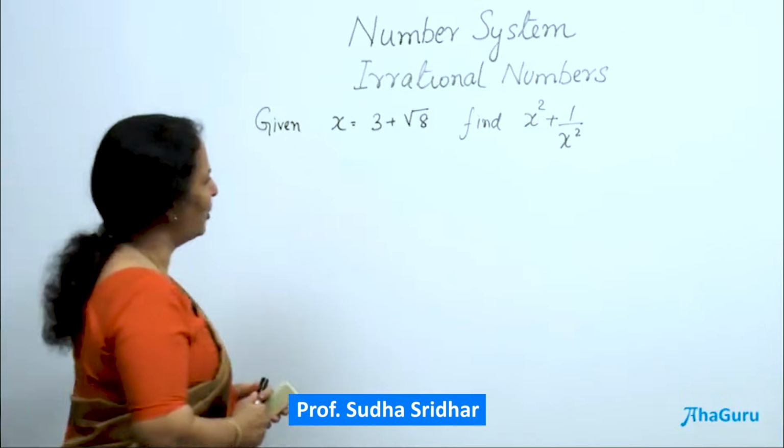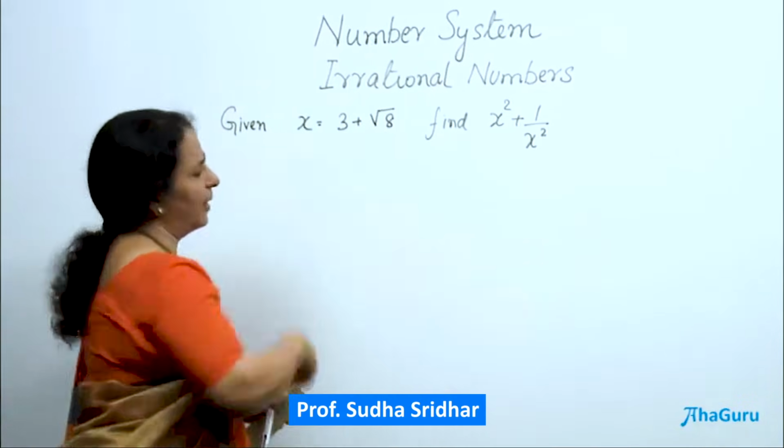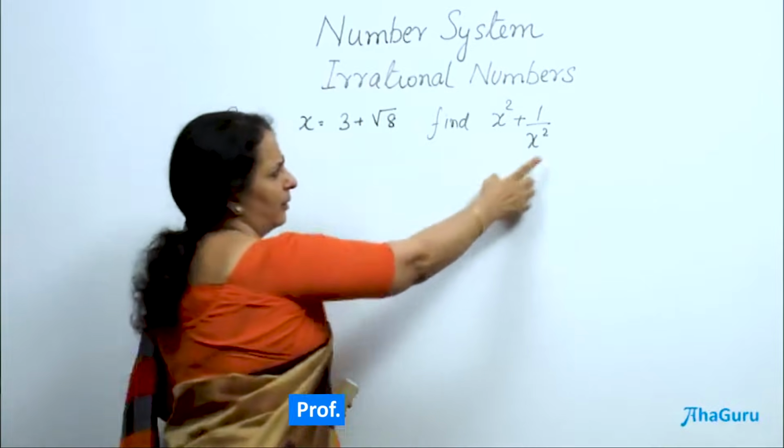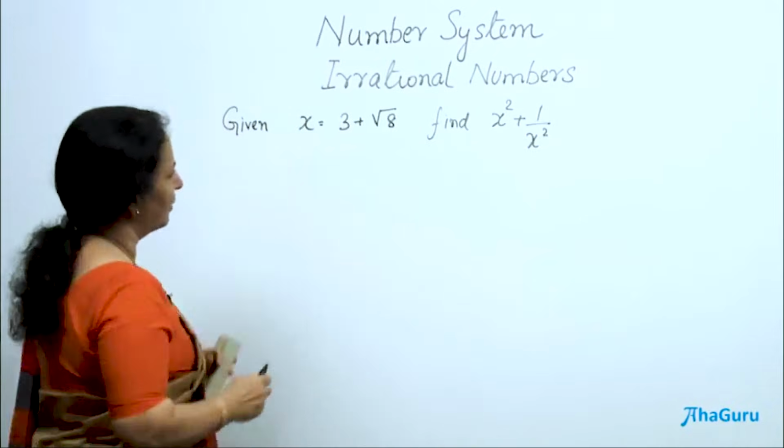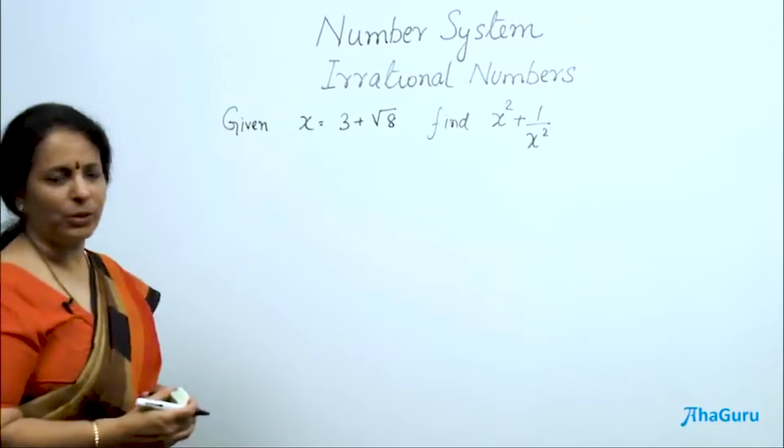Okay, we can do one thing. If I have got x as 3 plus root 8, I can find x square, 1 by x square and add them. What is wrong in that? Let me try. Let us see whether it's something very easy for us to do.